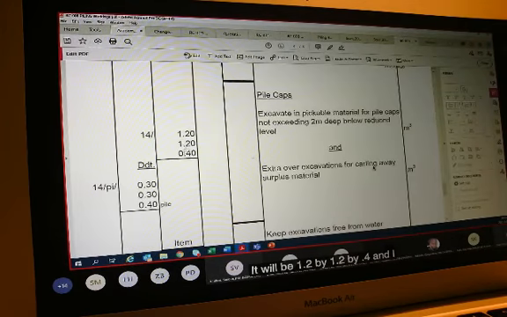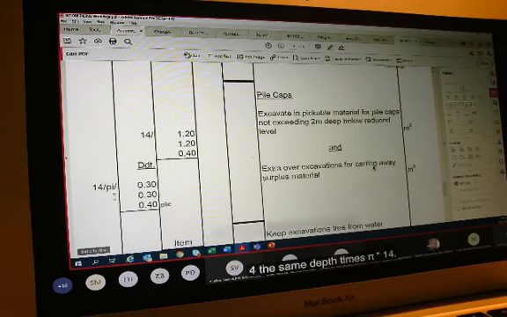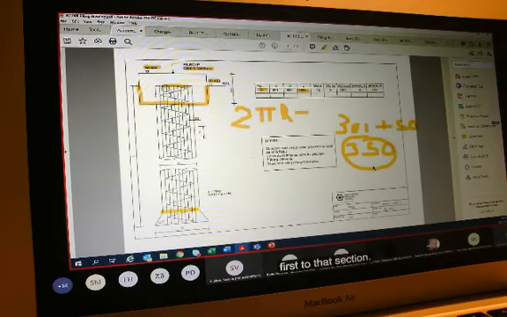We excavate in pickable material for my pile caps not exceeding 2 meters deep, below reduced level, and extra over excavation for carting away the surplus excavated material to a site plus minus 3 kilometers away or wherever that is. So we will now determine the size of my pile cap. It is 1200 by 1200. I was given that. And my depth, I said, is 400 because the difference between 99,600 and 99,400 is 200, and my pile cap is 600 deep. So that will be by 400.